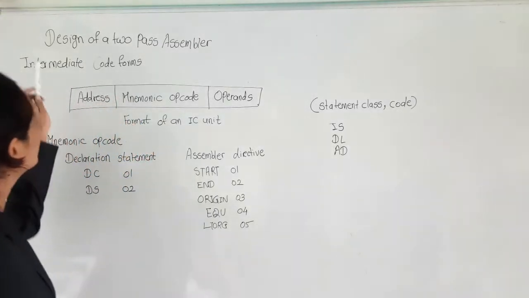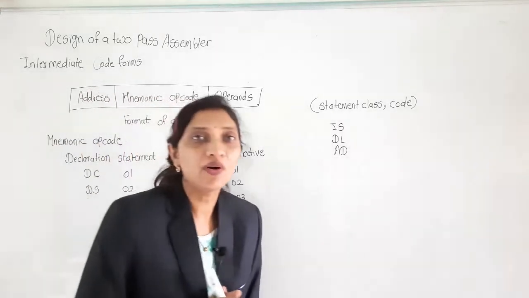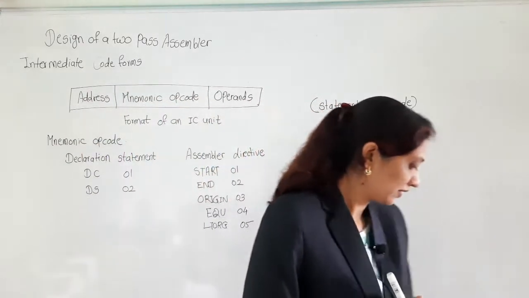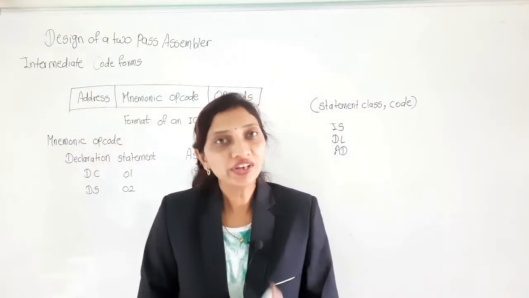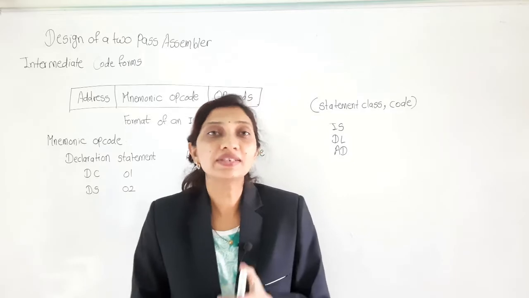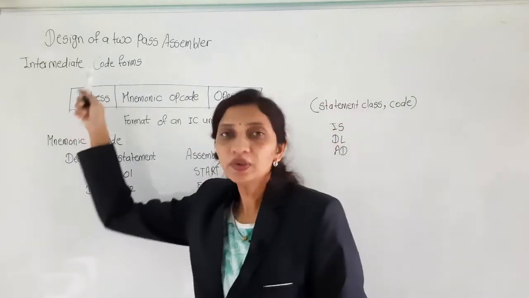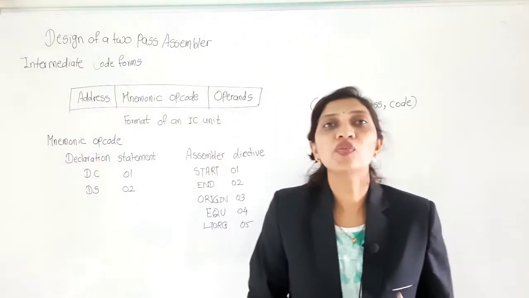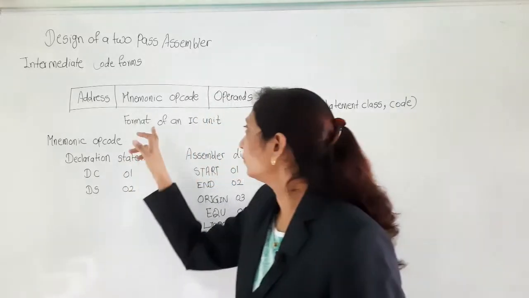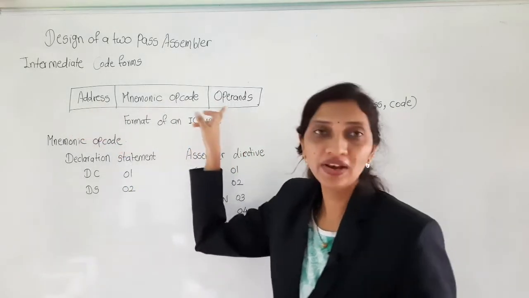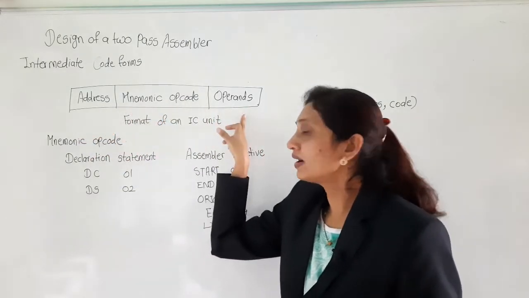Now the next topic is intermediate code form. Intermediate code form is a sequence of intermediate code units, and each intermediate code unit has a format like this: three fields are there, address, mnemonic opcode and operand.